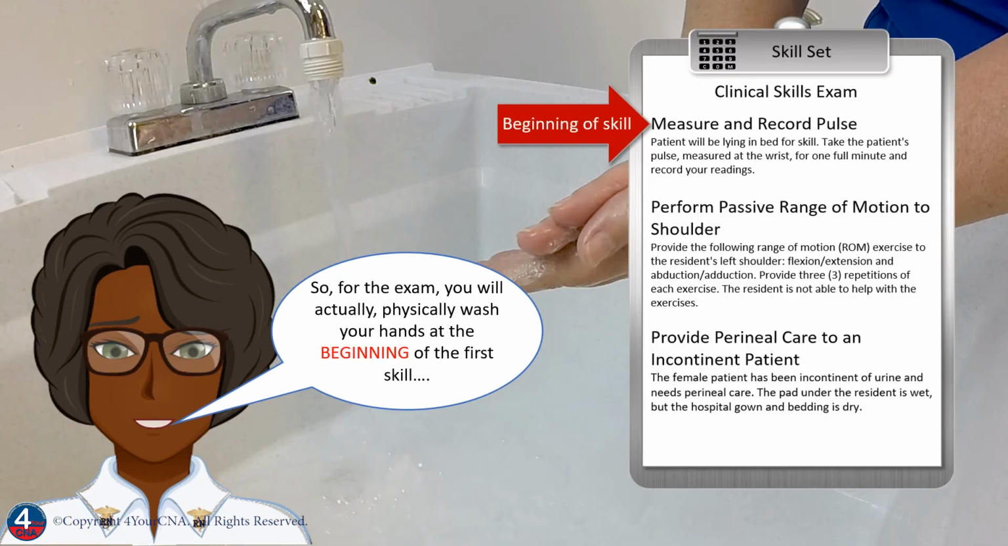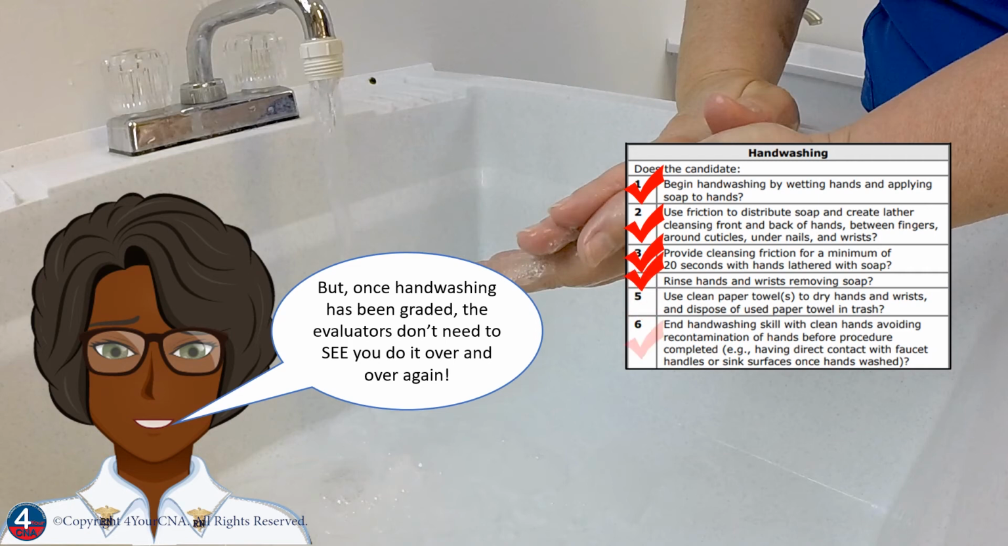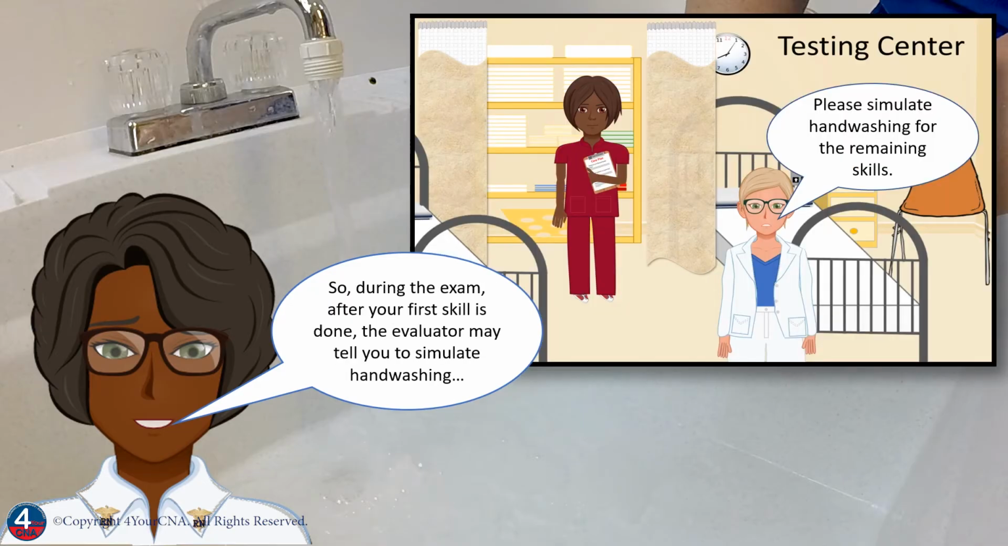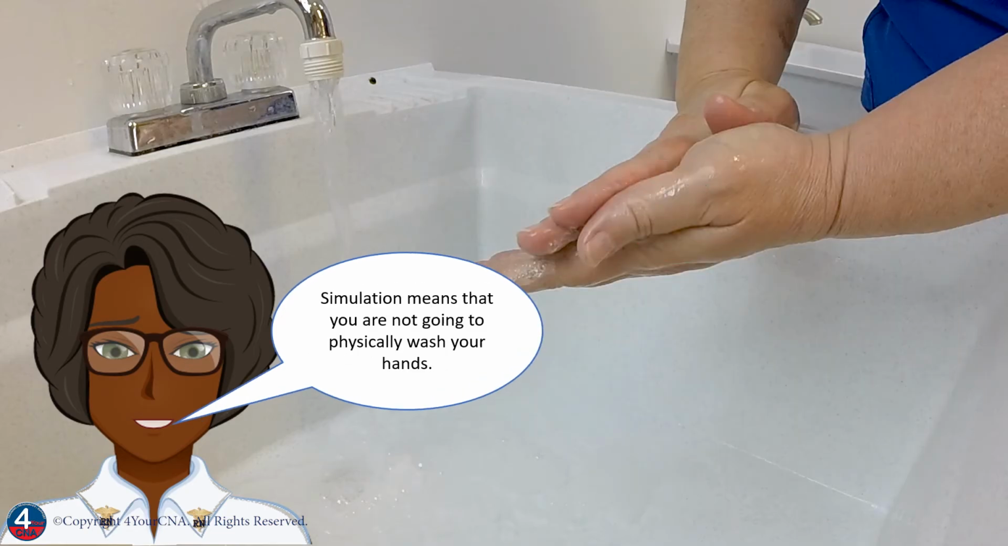So for the exam, you will actually physically wash your hands at the beginning of the first skill and the end of the first skill. But once hand washing has been graded, the evaluators don't need to see you do it over and over again. So during the exam, after your first skill is done, the evaluator may tell you to simulate hand washing for the second and third skills on your care plan.